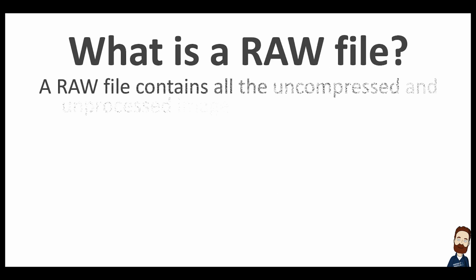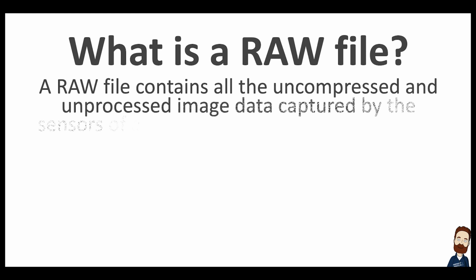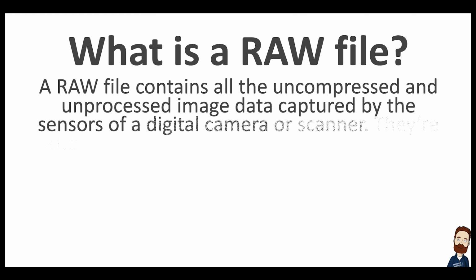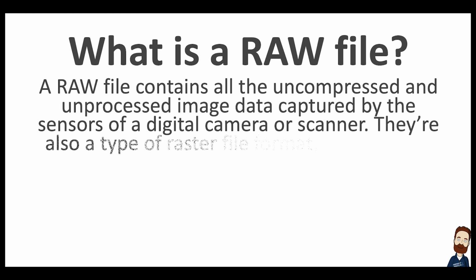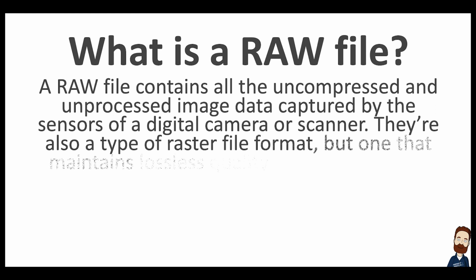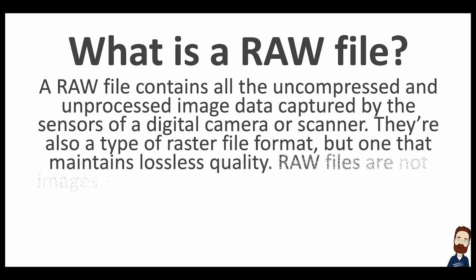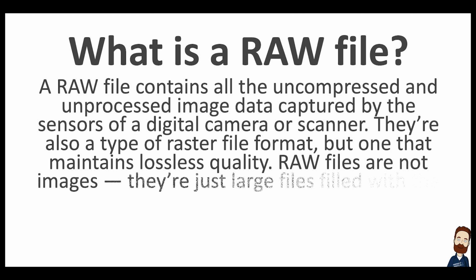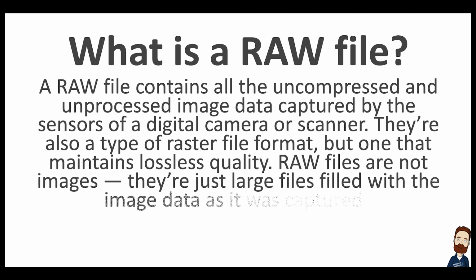A RAW file contains all the uncompressed and unprocessed image data captured by the sensors of the digital camera. They're also a type of raster file format, but one that maintains lossless quality. That means no image data is lost due to compression. RAW files are not images. They're just large files filled with the image data that was captured. That's why you need third-party software to read the RAW files.